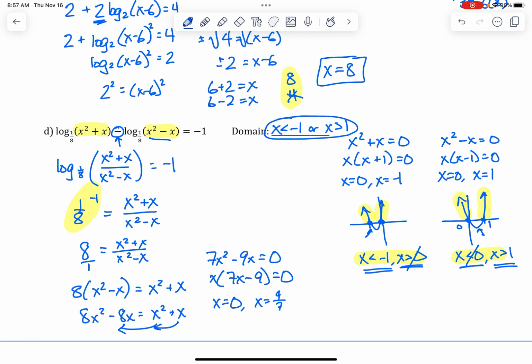Well, lo and behold, 9/7 is greater than 1, so that's valid. But x equals 0 is not less than -1 or greater than 1, so that ends up being an extraneous solution. So we only have one solution, and that's 9/7. Again, if you didn't solve for the domain, you could plug the 0 back in, and while it substitutes in nicely, remember you can't have the log of anything equaling 0, right? The domain of any logarithm is always positive, so it can never equal 0.